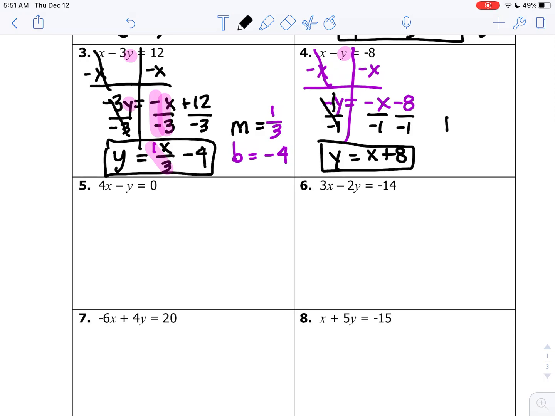And then our slope is a 1. The number in front of the x is 1. And our y-intercept is 8.